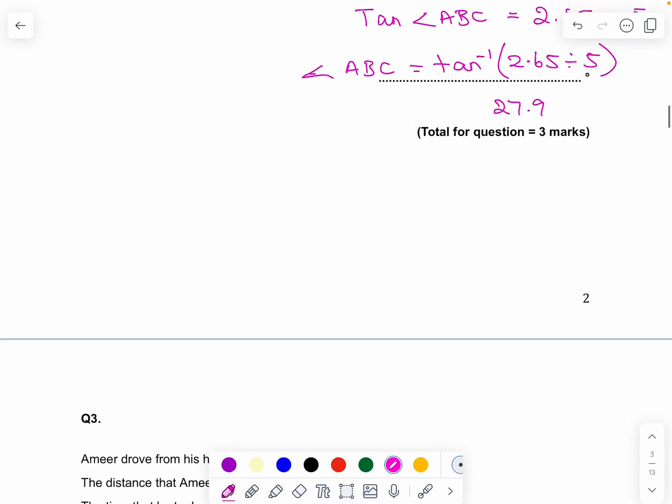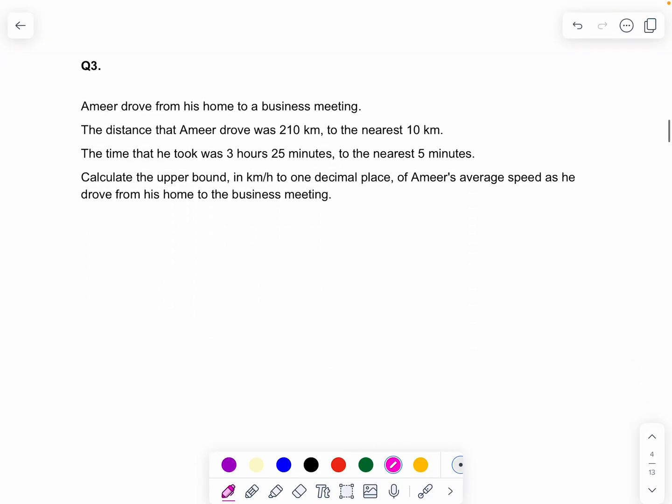Okay. Right, next one. This one was hard, okay? So let's work it out together. But you did get some marks for figuring out a couple of things. So first of all, we know that the distance 210 kilometres was to the nearest 10 kilometres. So that means we halve it, and to find the upper bound we add 5 kilometres. To find the lower bound we subtract 5 kilometres.